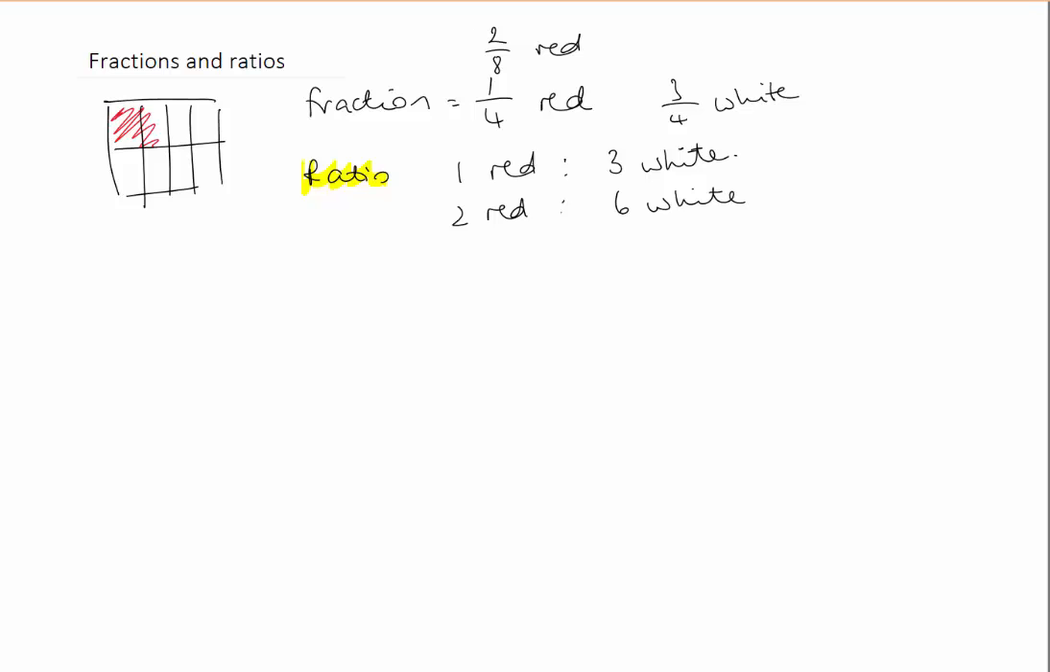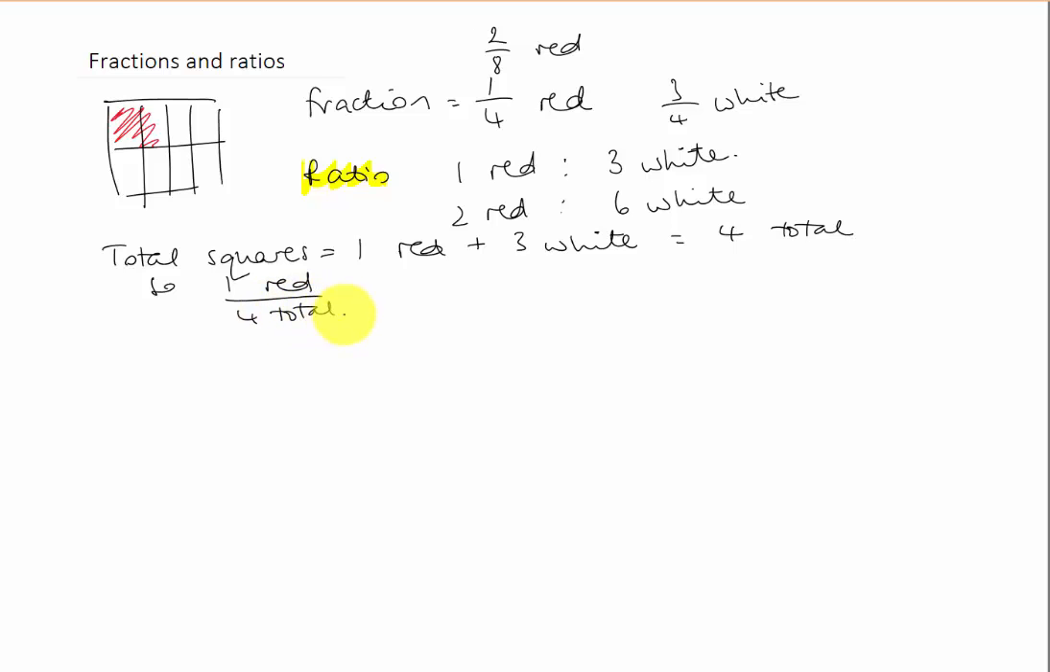So how do we change in between a ratio and a fraction? So we need to work out the total number of squares. So we do that by adding up the red ones and the white ones. So total squares equals 1 red plus 3 white equals 4 total. So then you'd have 1 red out of 4 total as a fraction.